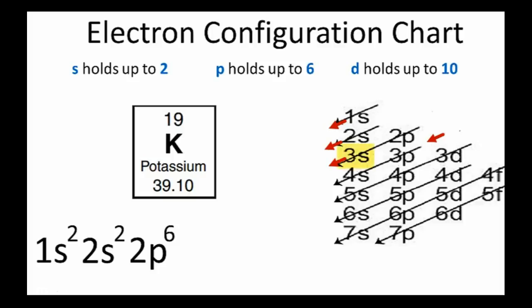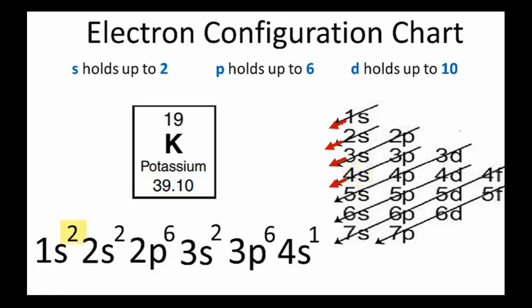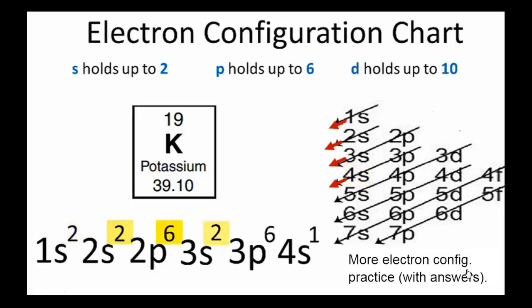Also in the third row, we have the 3s. We'll put 2 there, and then we'll go to the next row. In the fourth row, we have 3p. We'll put 6 electrons in the 3p. At this point, we've used 18 electrons. We only need one more to get to that 19. So after the 3p in the fourth row, we have that 4s term. And all we need to do is put 1 electron there. 2 plus 2 plus 6 plus 2 plus 6 plus 1 gives us a total of 19 electrons, the number of electrons we have for the potassium atom. So that is the electron configuration for potassium.